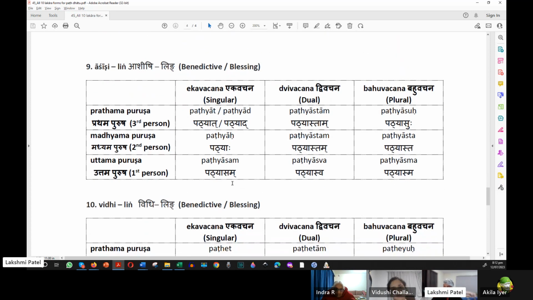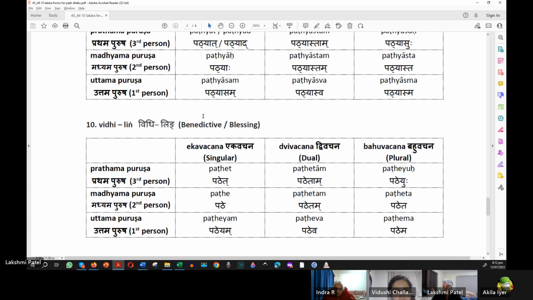Ashirling, bhuyat, pathyat, pathyasam, aham pathyasam. So again, pathyah. So again, just be familiar with it.